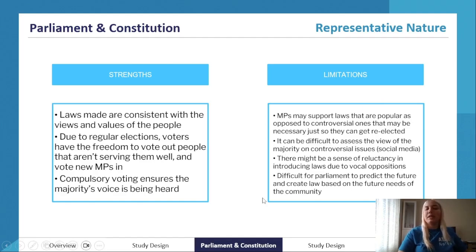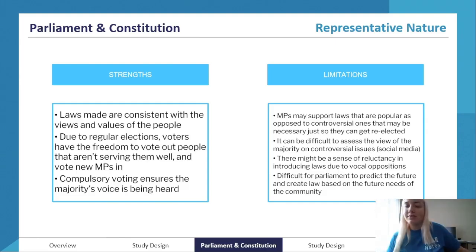There might be a sense of reluctance in introducing laws due to vocal opposition, so controversial areas. Members of parliament may support laws that are just popular amongst the majority, as opposed to controversial ones that may be necessary, just so that they can get re-elected. They don't want to initiate or talk about controversial laws if it means they will lose voter support, and they won't be re-elected again in the next term.